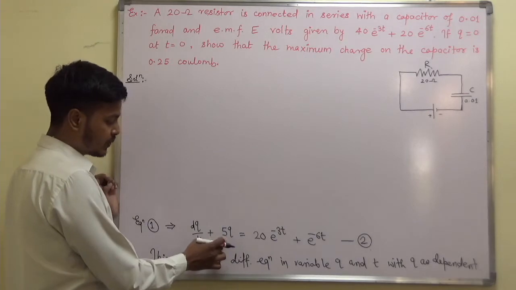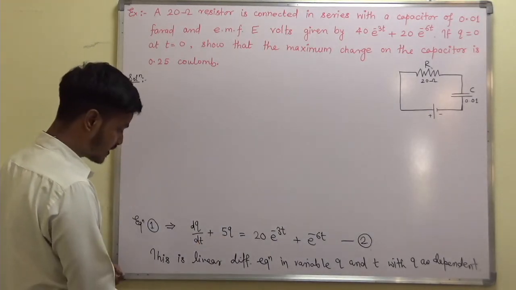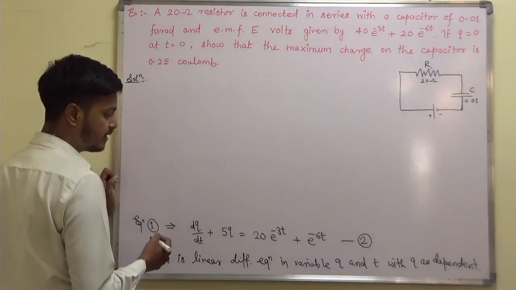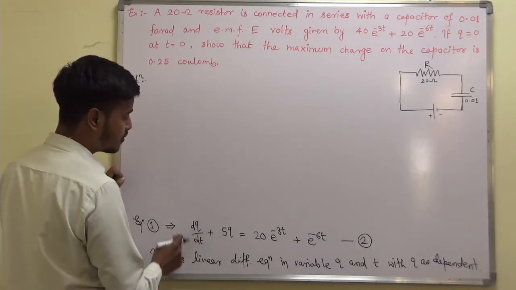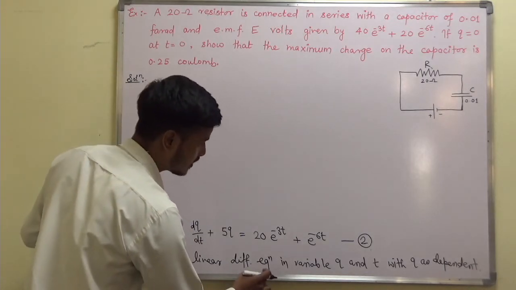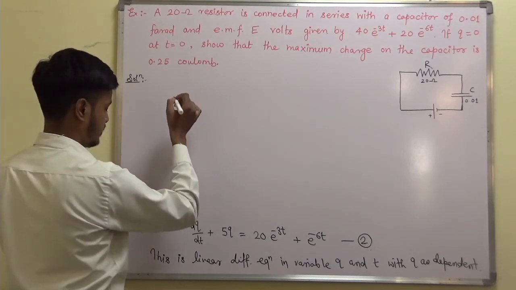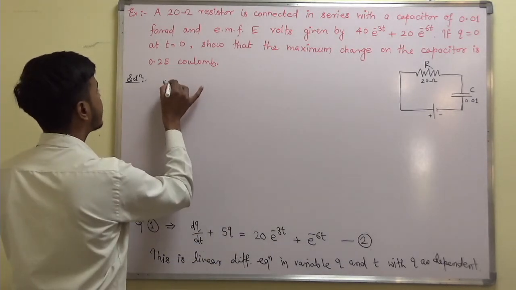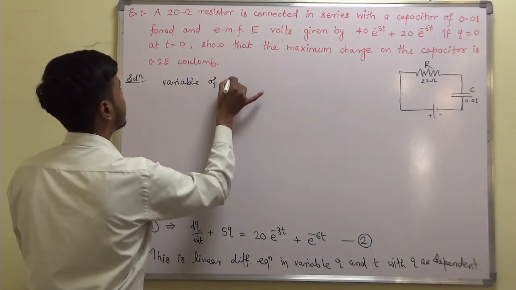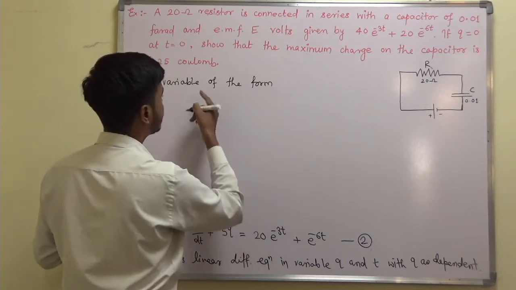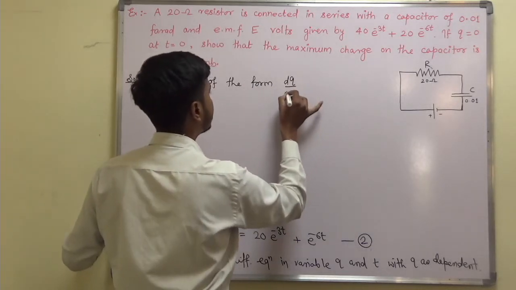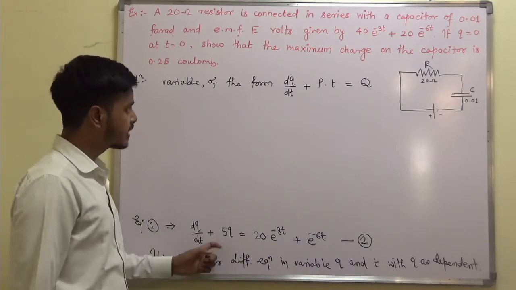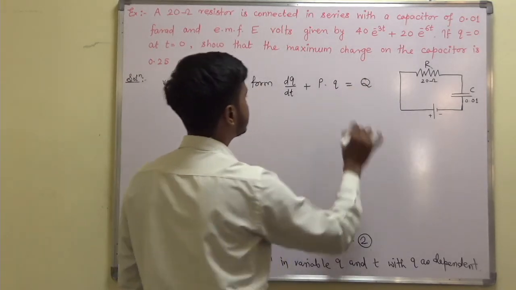Here you can write P and Q. This is a linear differential equation in variable Q and T with Q as dependent variable, of the form dq/dt plus p into q is equal to q. Okay, sorry, p into q is equal to q.